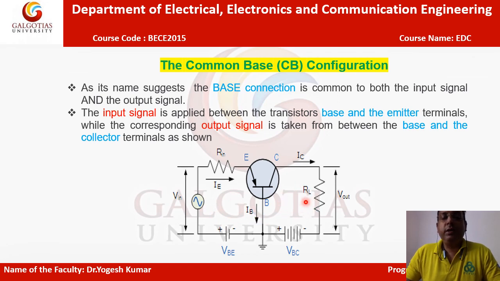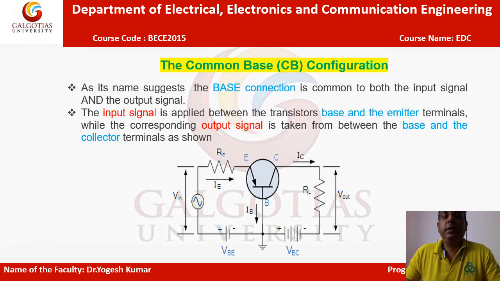Why is it needed? Because for the transistor to operate in the active region for faithful amplification, it is a mandatory condition: the input side must be forward biased and the output side must be reverse biased. So this is the common base configuration.